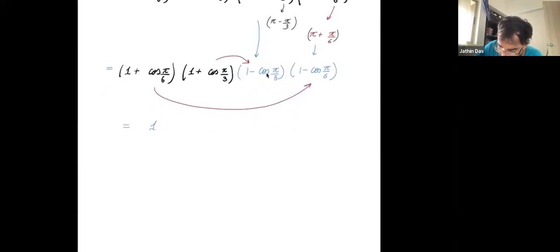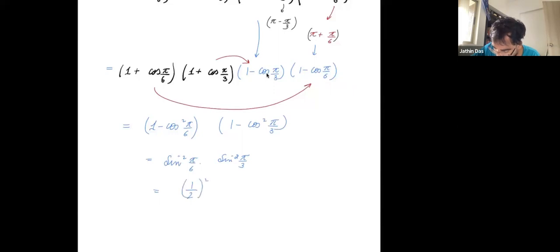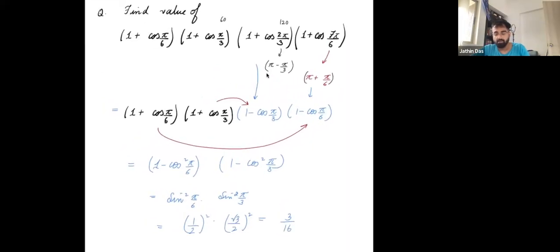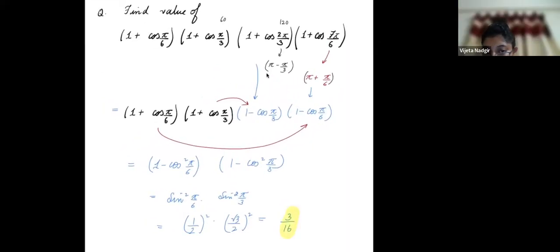So the first one will be 1 minus cos square pi by 6 into 1 minus cos square pi by 3. This is sine square pi by 6 into sine square pi by 3. Sine square pi by 6 means 1 by 2 whole square. This is root 3 by 2 whole square. 3 by 16. Okay. 3 by 16?